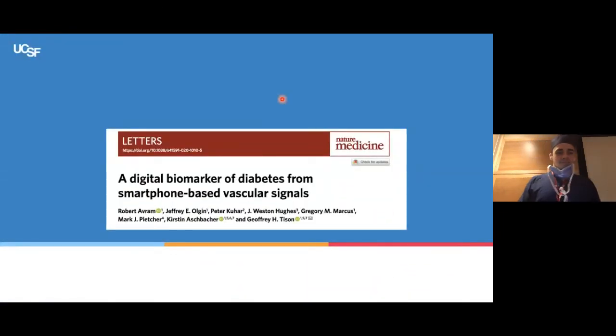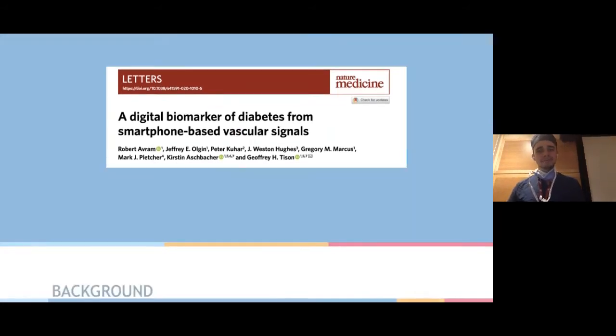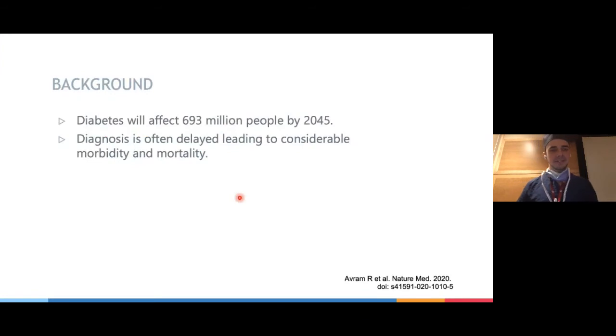Next, I want to introduce the topic of digital biomarkers. This is a paper we published last year about a digital biomarker for diabetes using a smartphone app. As you're aware, diabetes is a huge public health issue. It will affect almost 700 million people by 2045. And if you delay diagnosis, it has considerable implications on morbidity and mortality.